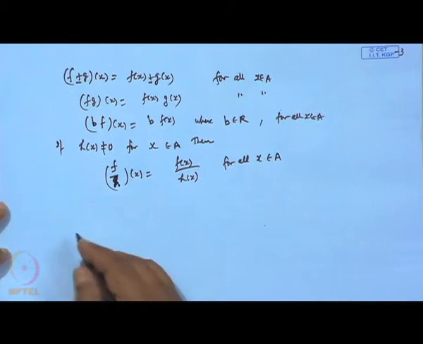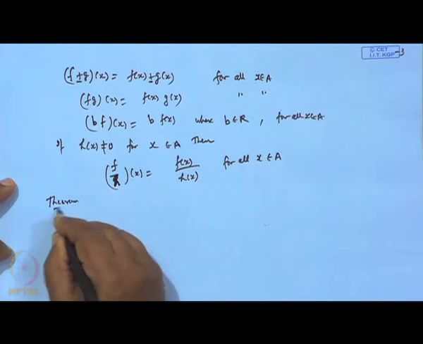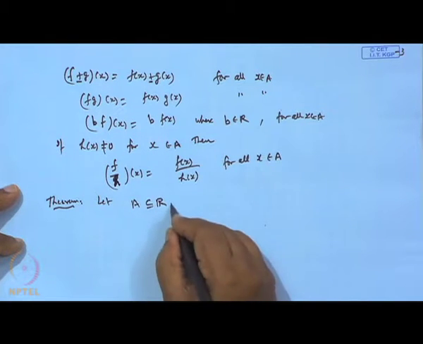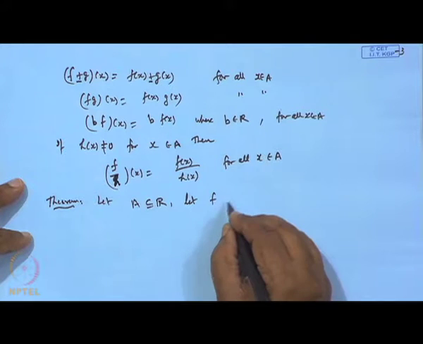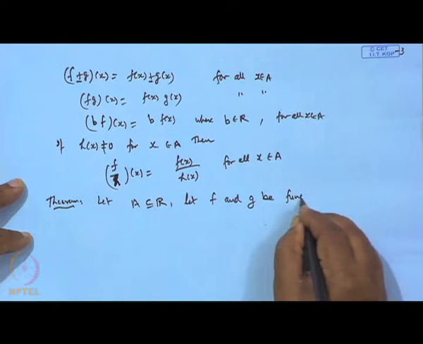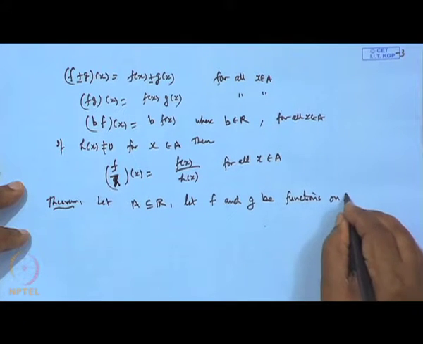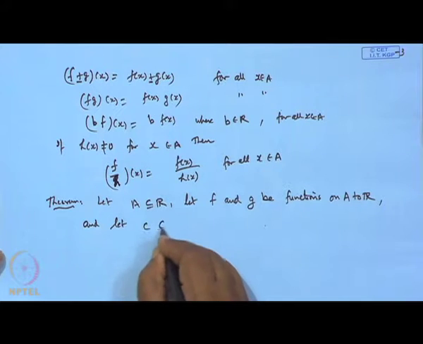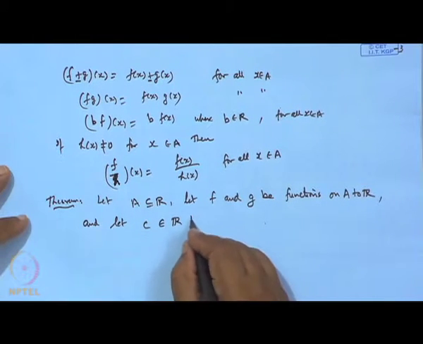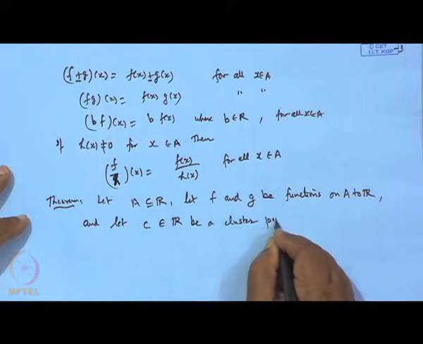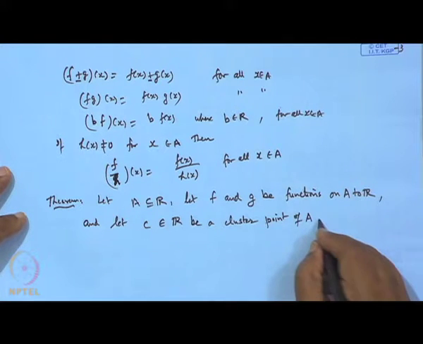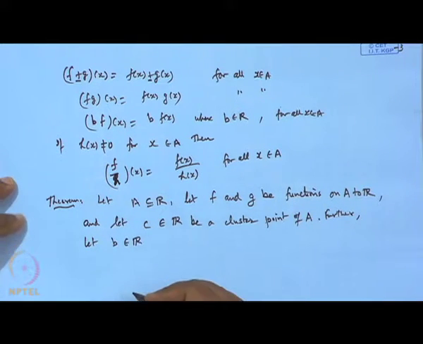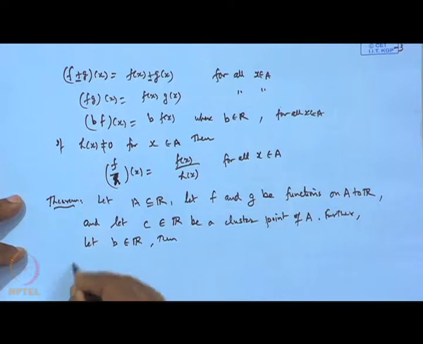Similar results, limiting theorems, can also be written like this. Let A, which is a subset of R, and let f and g be functions on A to R, and let C, which is a point in R, be a cluster point of A. Further, let b be any real number belonging to R. Then the following result holds.